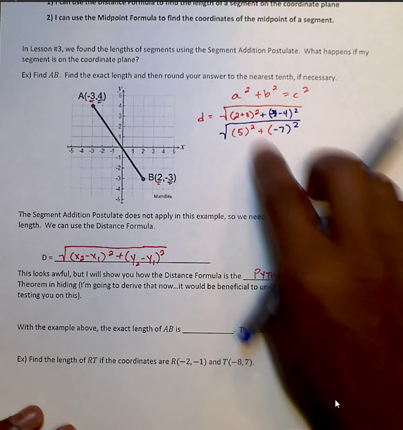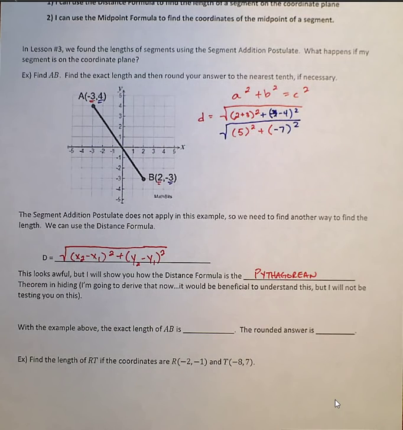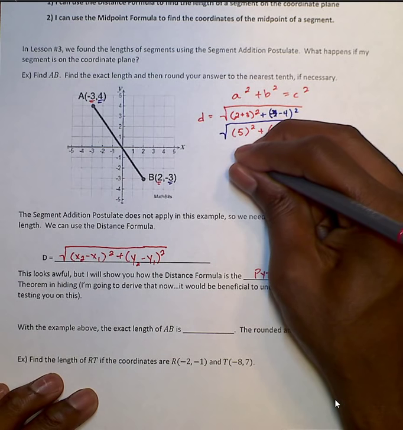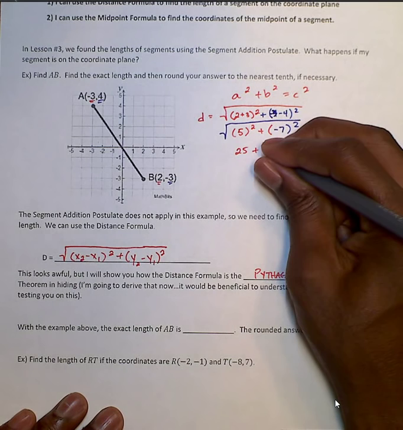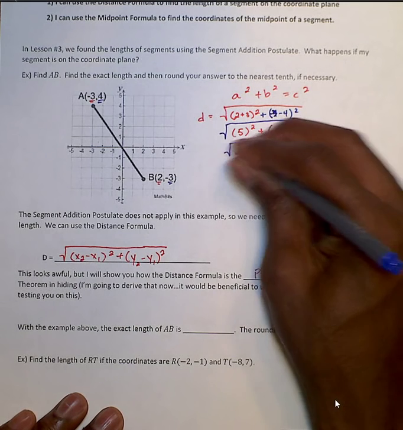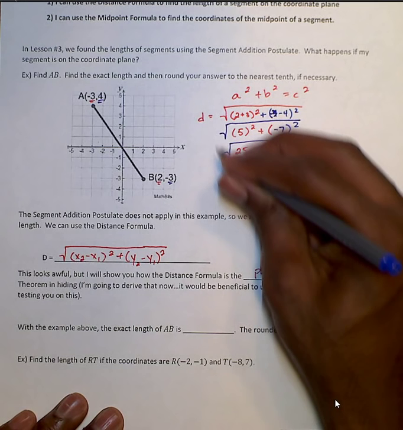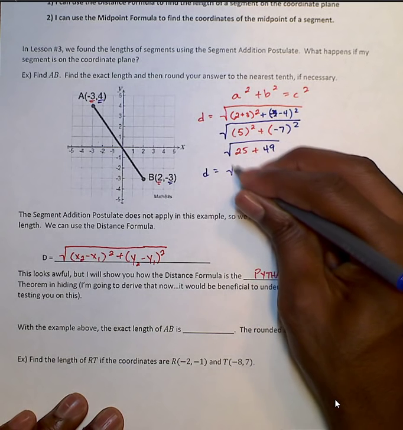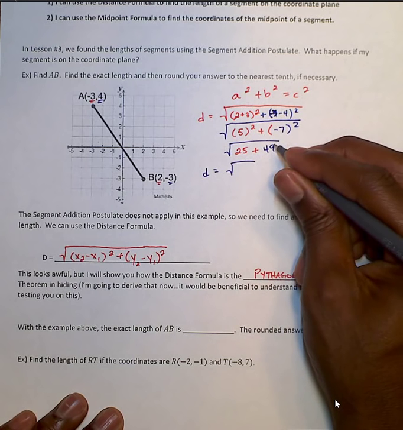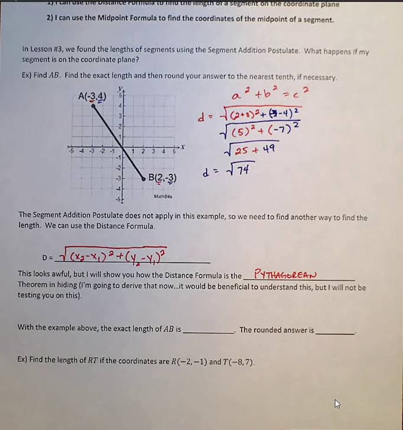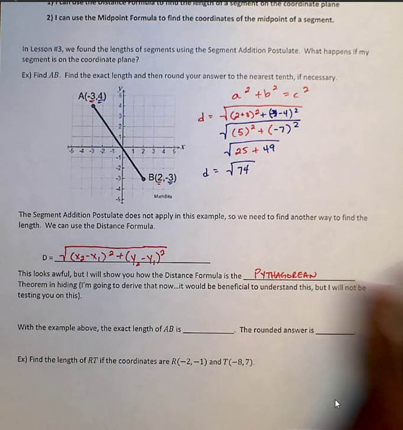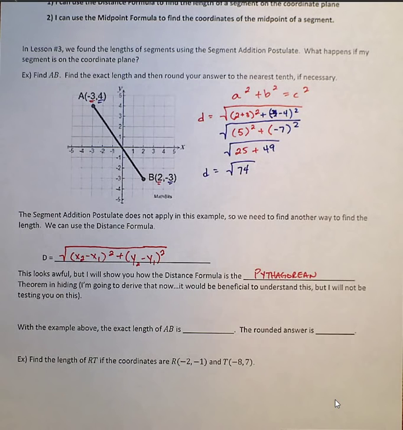And that will give me 25 plus 49, the square root of that, or we'll just say square root of 74. Okay, the square root of 74, that's what that would be. So this would be the exact length. Okay, square root of 74.